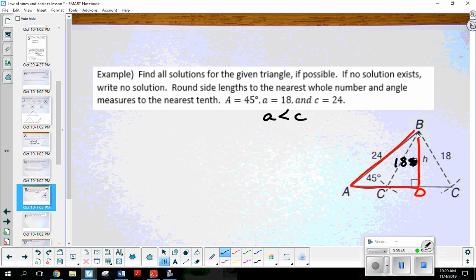So let me go ahead and unhighlight that right there. Okay, so I'm going to say sine of 45 degrees equals the opposite height over the hypotenuse, 24. And how do we solve an equation like that? There you go. You just multiply through by that denominator. Remember, cosecant would have also worked on this, but it would have put h down in the denominator.